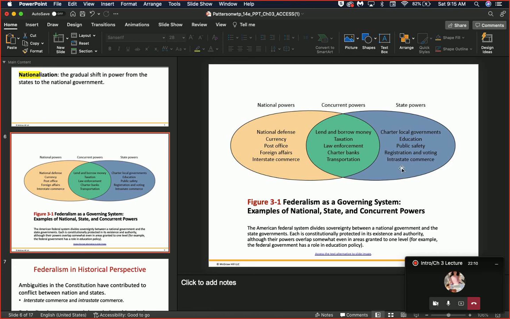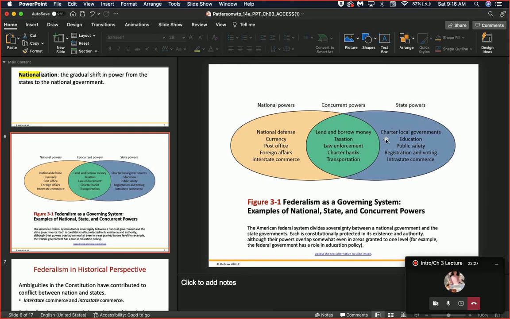Intrastate is talking about just within the state itself. To help you remember: interstate, remember that highway running through two or more states. Intrastate, just one state, within that one state.